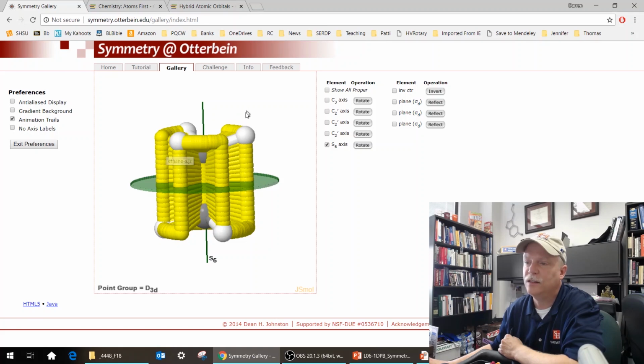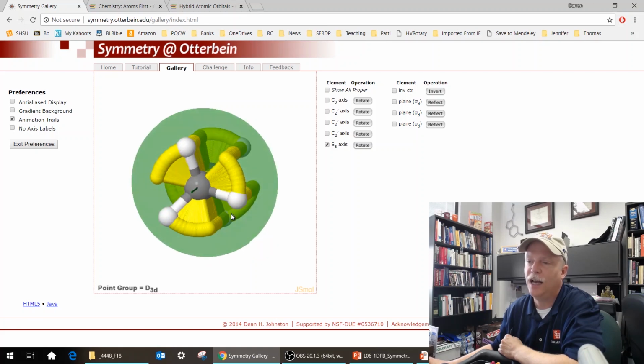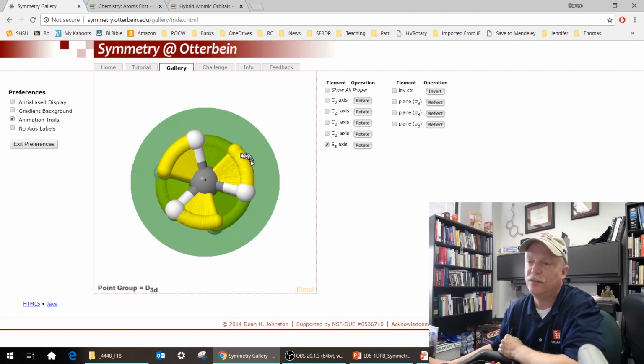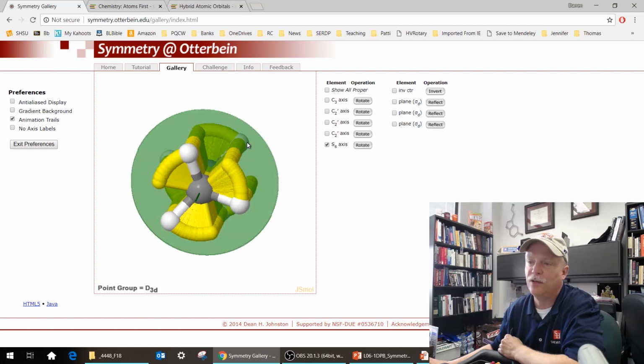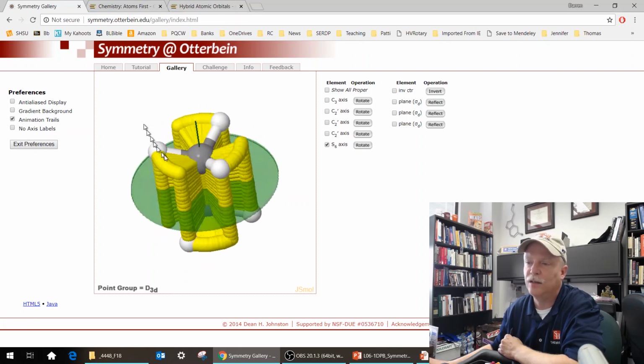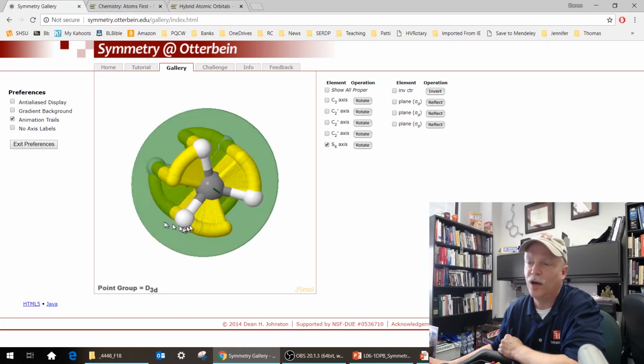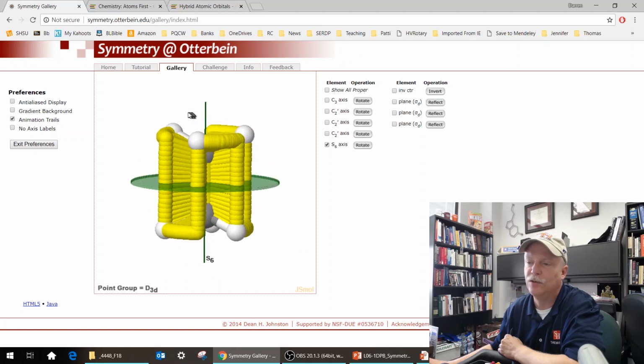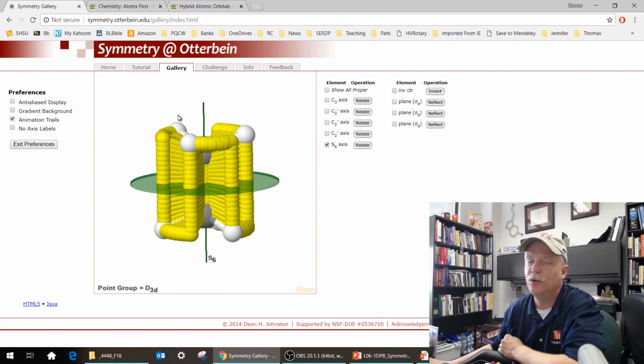So that is the S6 axis. You see 1/6 of a turn and then you reflect through. Every atom in the molecule does the same thing. They rotate 1/6 of a rotation and then they reflect through that horizontal plane. Okay. So that is the improper rotation or rotation reflection operation, probably one of the most confusing ones for students to see the first time they are introduced to symmetry.